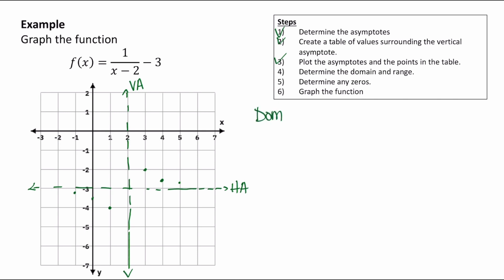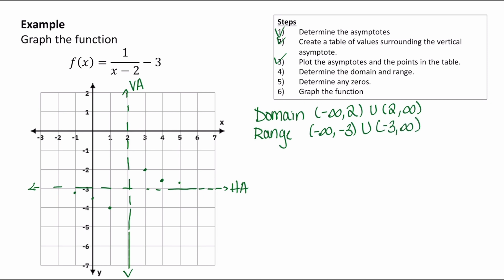So remember, the domain is going to go up to the value of h. So we're going to have the domain, so -infinity to 2, union 2 to positive infinity. The range is going to go to the value of k. So we have -infinity to -3, union -3 to infinity. So now let's go ahead and connect the points and form the graph of our function. So we know it's going to get close to the vertical and horizontal asymptotes, but never actually cross. So this is how you draw in the two pieces of this rational function.